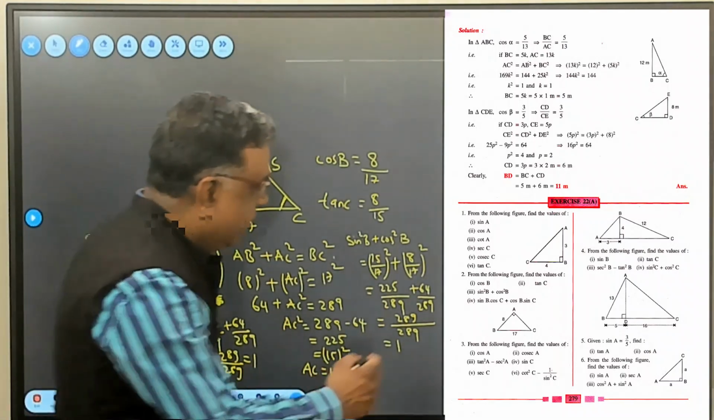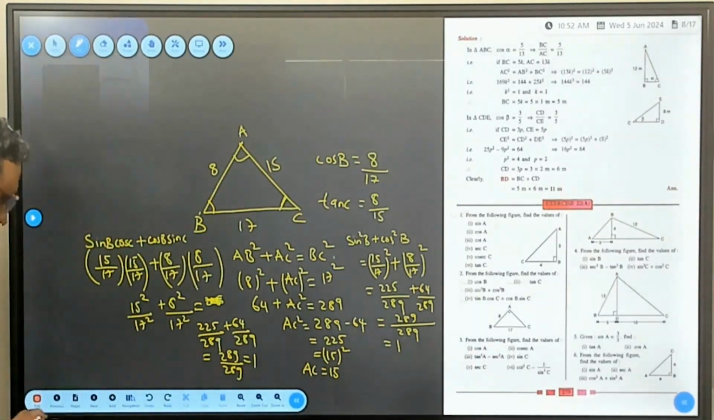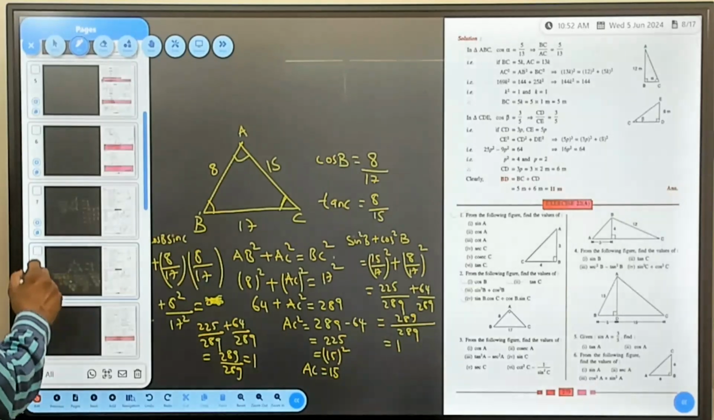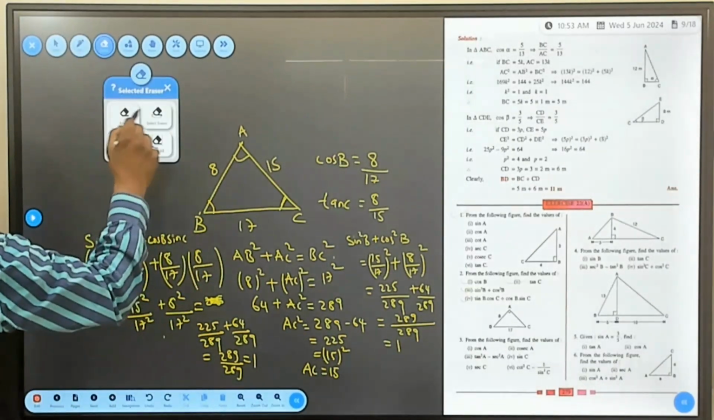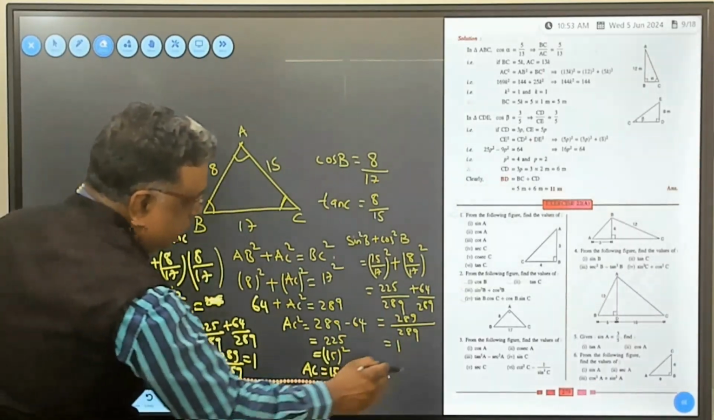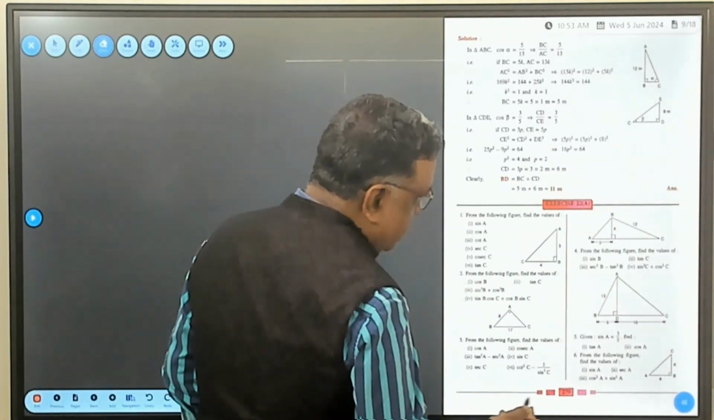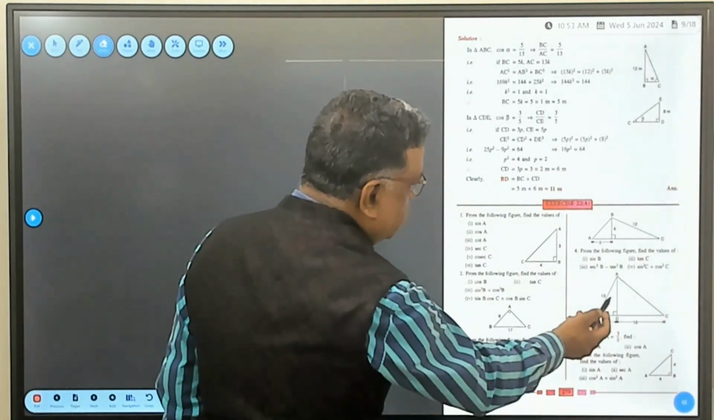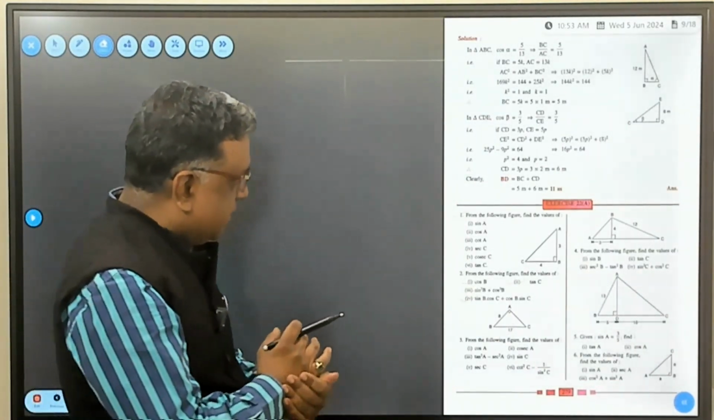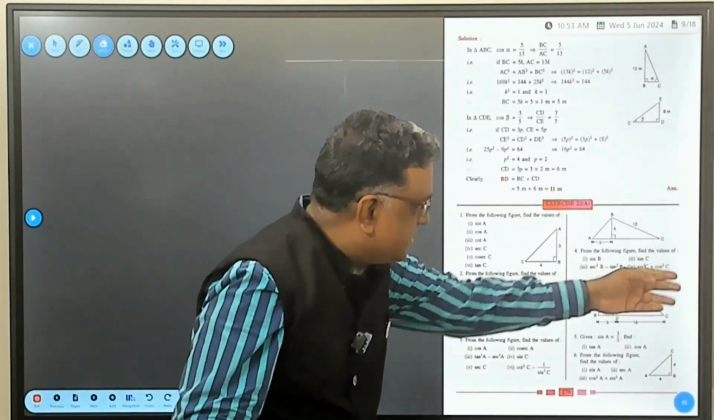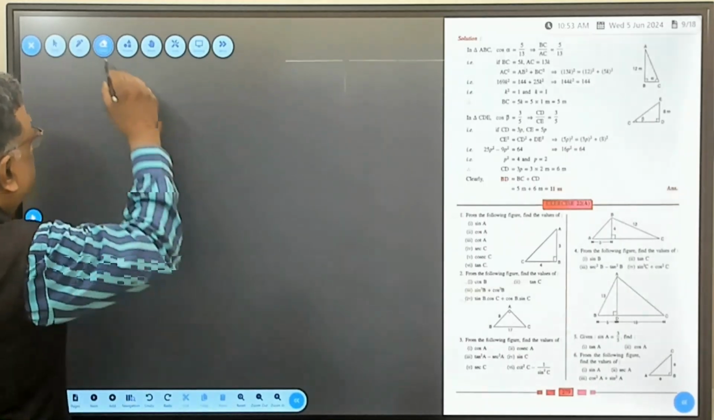So now we could find all the things. Let's try to move ahead. So now let us try to solve a different type of sum. Let us go to sum number 4. From the following figure, find the values of sine B, tan C, sec square B minus tan square B, sine square C plus cos square C, and this is the figure which is given to us. So let's try to solve this.